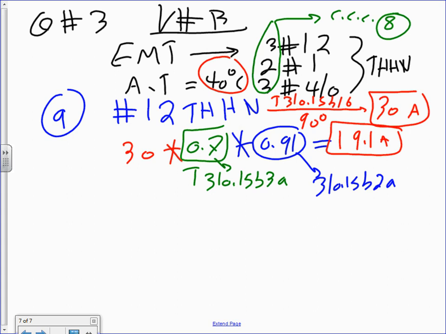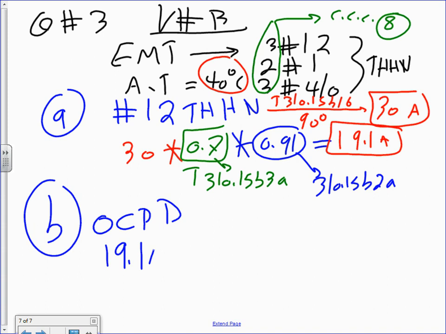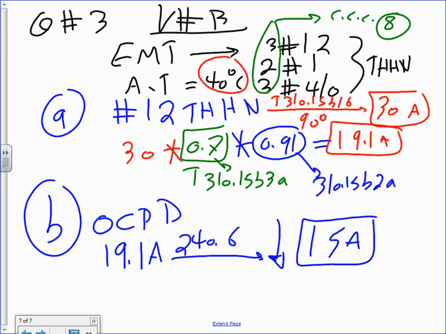So this is A. B for this one has overcurrent protection device. Then you take the 19.1 amps, guys, take it to 240.6. And if it's not a standard, typically we go down. So what do you go down to? 15 amps. So that baby, the 15 amps.